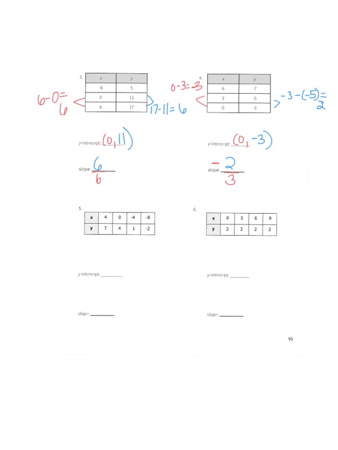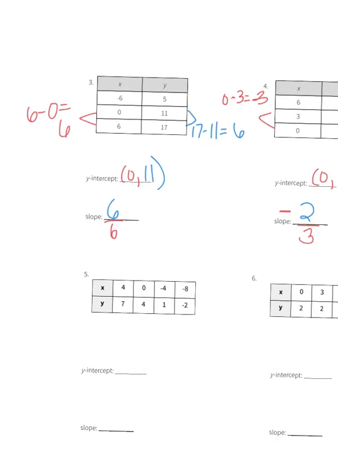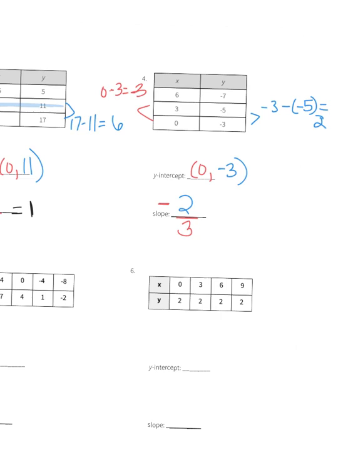Go through these quickly. So I go to my first one and I find my y-intercept, which is where x is 0. That's right here. So my y-intercept is 0, 11. Then I find the change in y, 17 minus 11 is 6, over the change in x, 6 minus 0 is 6. So my slope is 6 over 6, which can also be written as 1. When we are doing our slope, you guys, you will never write the slope as a decimal, okay? Never, ever see the slope as a decimal, always a fraction, all right?